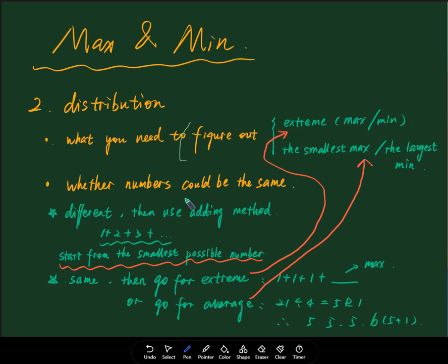When you are talking about the same, try to solve the question. If the numbers could be the same, you directly use the average. Or if it's the extreme condition, then you simply go for the extreme, like what I mentioned here. But the most difficult one would be the adding thing, the method 2. When the numbers should be different and it's still the average condition, that will be the tricky part.